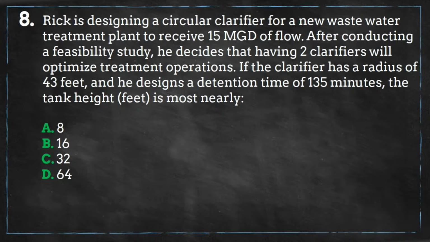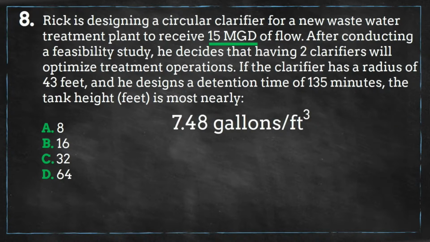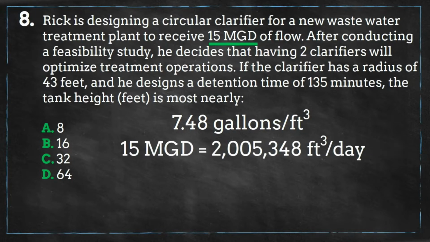So the first thing we need to do is find our flow rate, which the question states is 15 million gallons per day. Other information is using dimensions of feet, so let's convert our flow to cubic feet per day. There's 7.48 gallons in 1 cubic foot, so using this conversion we get a little over 2 million cubic feet per day.